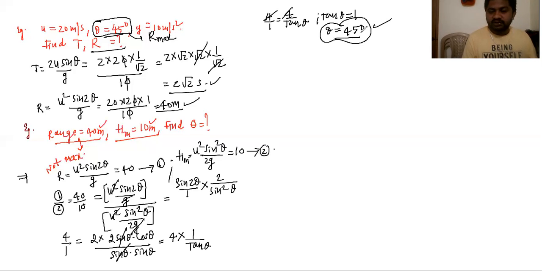Theta is 45 means range is maximum. So initially we thought that range is not given, which is maximum. But finally we concluded that range is maximum because theta is given as 45. Irrespective of the velocity, theta is 45 means range is maximum. When theta and 90 minus theta are the angles of projection, then the ranges are the same.